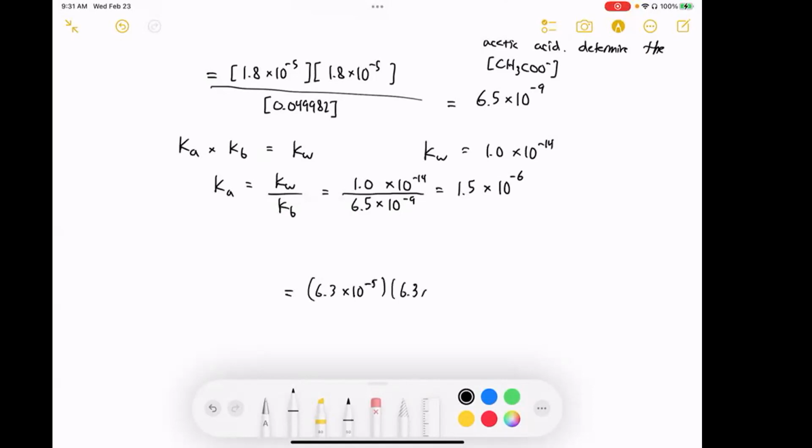And we would square that over 0.05 minus 6.5 e to the negative 5. That still gives us 0.049935. And if we were to solve for that, the value should probably be closer. But just follow the techniques I showed you in these calculations, and you should be able to find your actual value.